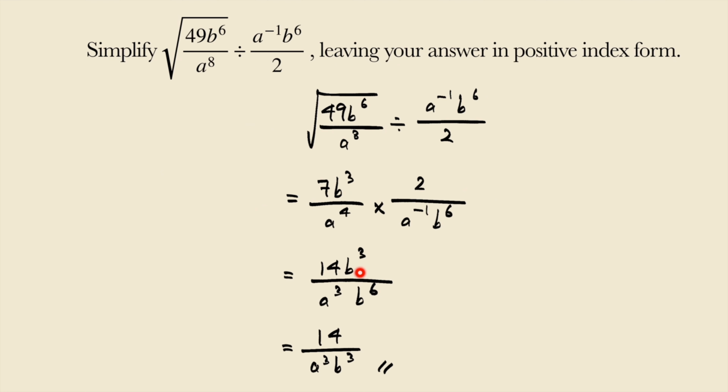B cubed stays. Look at the denominator now. 4 plus negative 1, that's positive 3. B power 6 stays. Okay, now look at the simplifying top to bottom. So this becomes a b cubed down there. Okay, 14 up here, a cubed stays, and that's it.